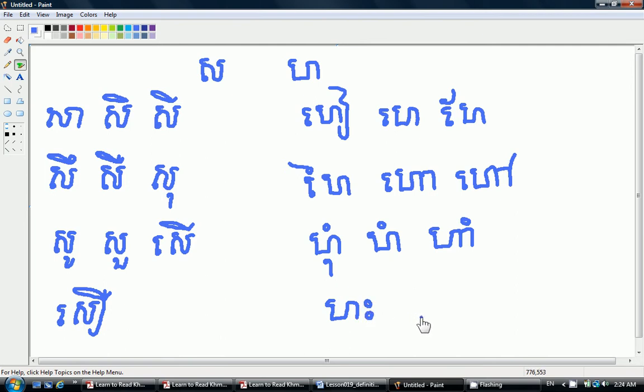For your assignment, say saw and then write 10 times. Do the same thing for ha. Okay. For these words, you can say it and write 2 times for each one, and you can write as many as you need also. Now let's review our page 22.